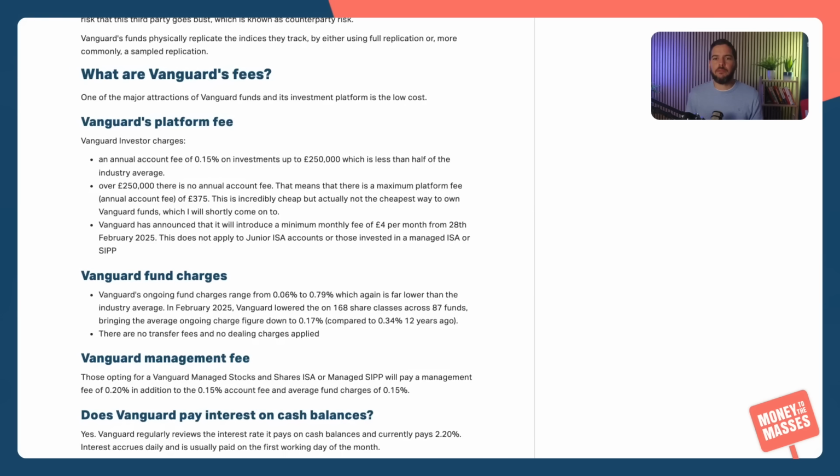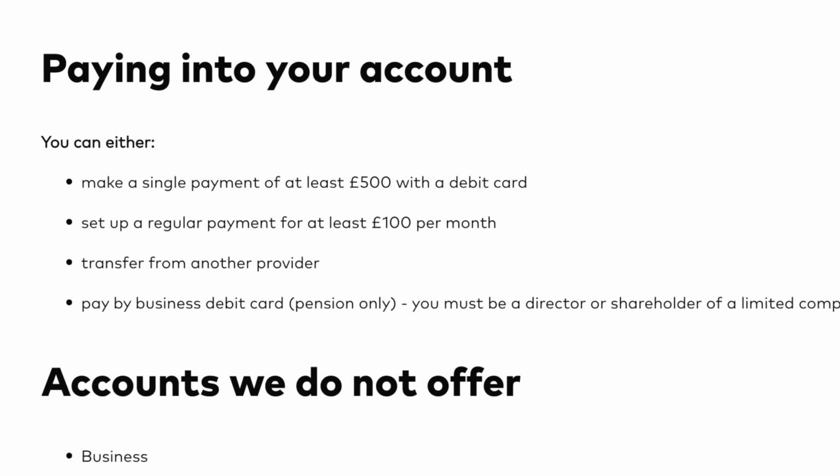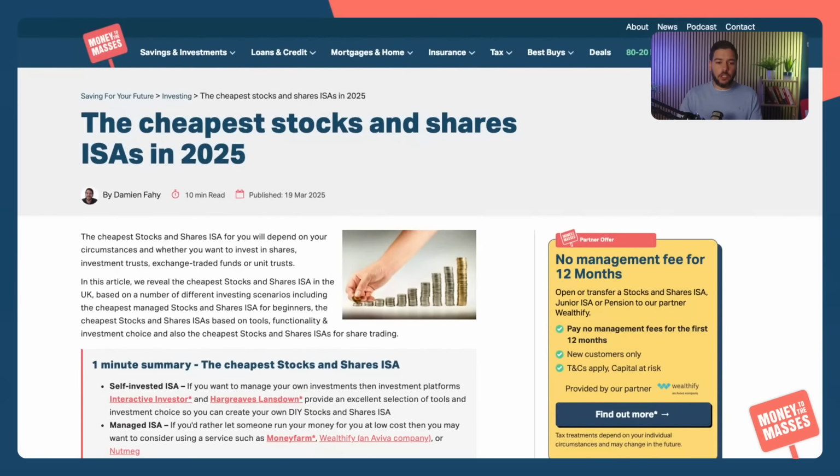In addition to the platform fee, investors will of course incur the ongoing fees from the underlying funds, but that's the same wherever you invest in Vanguard funds. Now, the minimum investment on this particular platform is £500, which is probably slightly on the high side, but there is a minimum regular monthly amount of £100, which might appeal to some people. There are, of course, other platforms out there like robo-advisor propositions that allow you to invest from as little as £1.